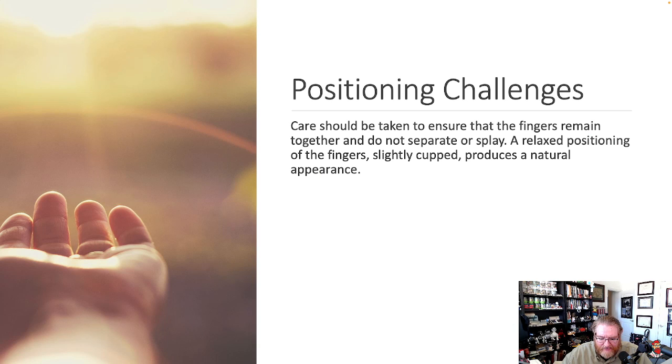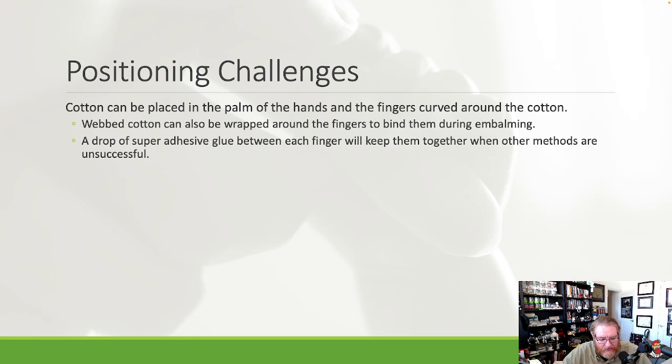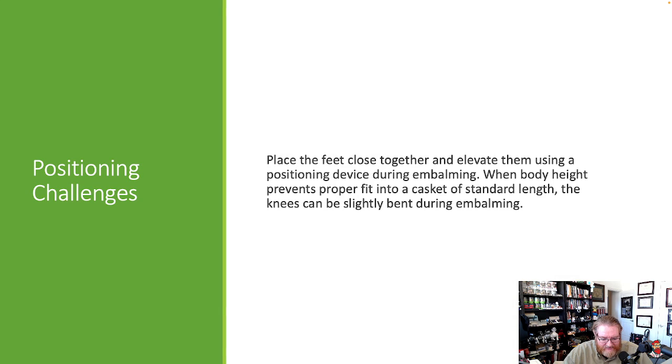Care should be taken to ensure that the fingers remain together and do not separate or splay. A relaxed positioning of the fingers, slightly cupped, produces a natural appearance. Cotton can be placed in the palm of the hands and the fingers curved around the cotton. Webbed cotton can also be wrapped around the fingers to bind them during embalming. If you have a lot of spread, webbed cotton pushes it all together. It's a great way of getting the fingers there. As soon as everything starts to firm, you can take the cotton away. That way you don't have any ridges. And if you really need to, a drop of super adhesive glue between each finger will keep them together when other methods are unsuccessful.